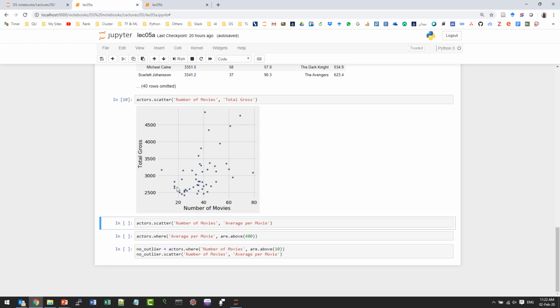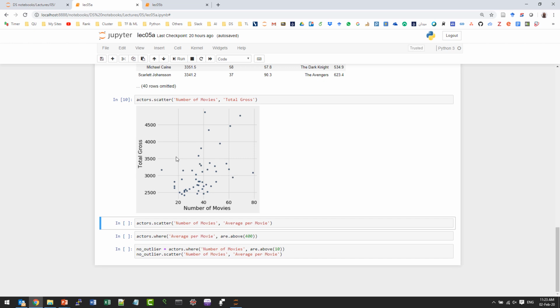So what do you think about this plot? Is there any relationship we can think of between the number of movies and the total gross? Do you see any trend here? It might, of course, but you should not expect that it will be perfect, right? But do you see any trend here? About the number of movies.